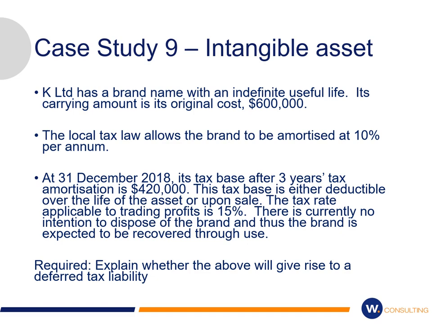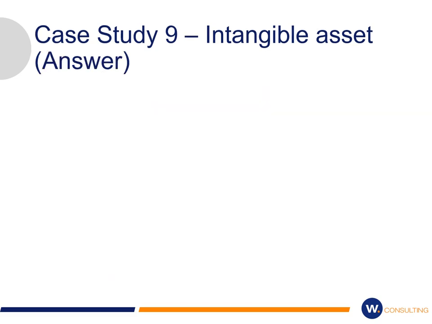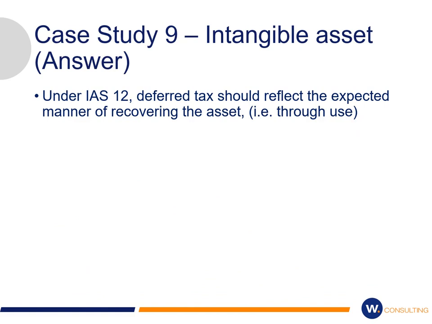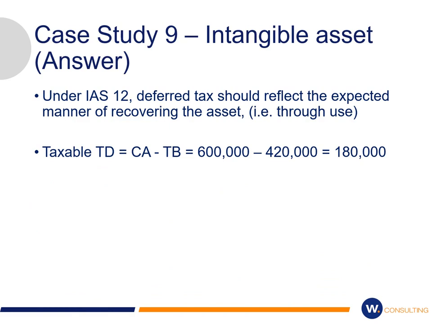This tax base is either deductible over the life of the asset or upon sale. The tax rate to trading profits is 15%. There is currently no intention to dispose of the brand, and therefore the brand is expected to be recovered through use. Explain whether the above will give rise to a deferred tax liability. Okay, so we are saying that we are not going to sell it, we're expecting to use it, and we're expecting to use it indefinitely. So under IAS 12, deferred tax should reflect the expected manner of recovering the asset. Our expected manner is through use.